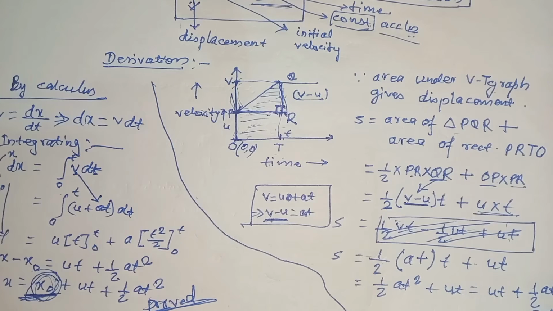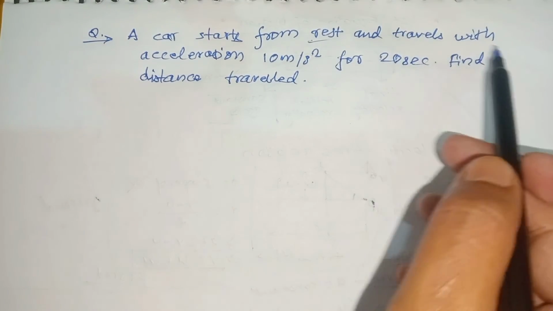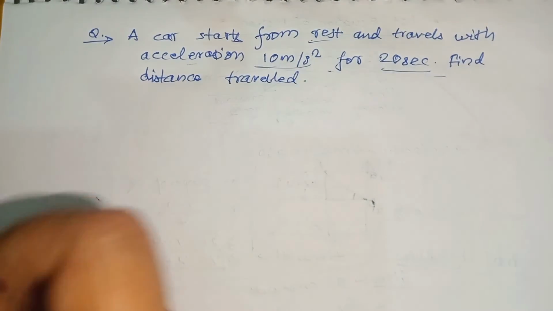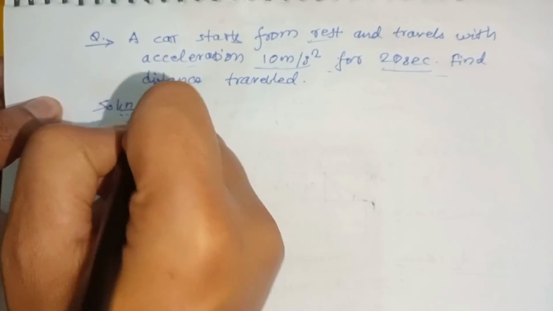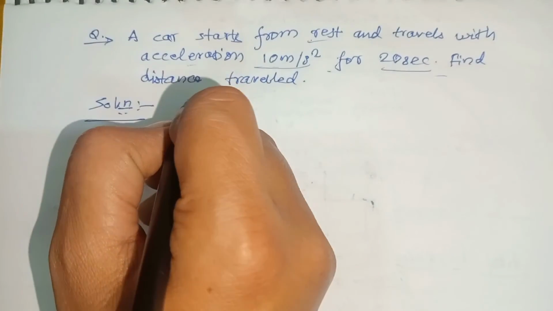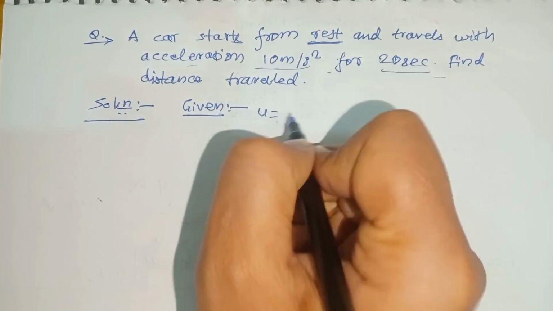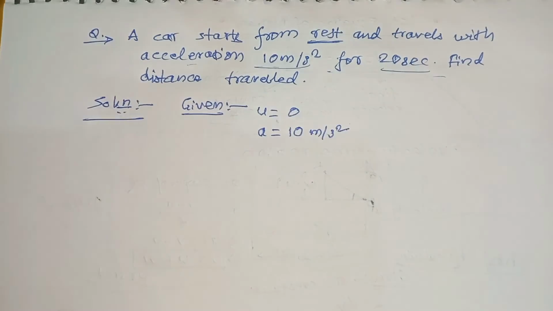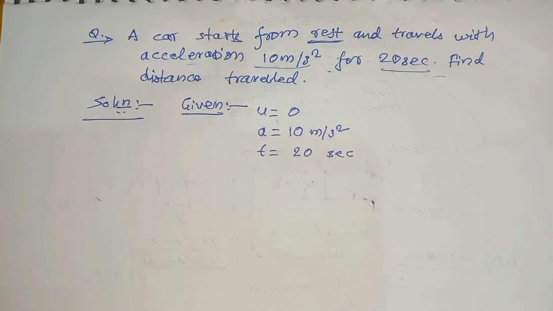Okay, now let's see one example. The question: a car starts from rest and travels with acceleration 10 for 20 seconds. Find the distance traveled. What will we do? At first, the correct way to solve a question is to write what is given. Starts from rest means u equals 0. Acceleration a equals 10. Time t equals 20 seconds. These things are given.